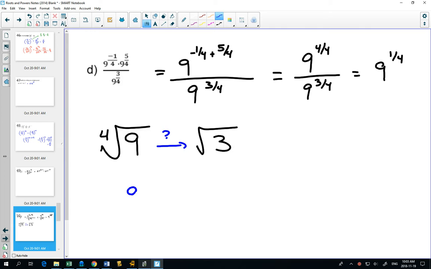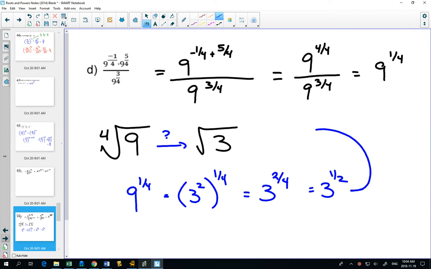Well, if I have 9 to the 1/4, 9 is the same as 3 squared. And then if I would have a power to a power, I would multiply. How do you multiply fractions? You multiply your numerators, you multiply your denominators, and you get 3 to the 2 over 4, which simplifies to 3 to the half, which is the square root of 3. So we have more than one way that we can represent things. So the answer could be left as 9 to the 1/4. It could be written as the 4th root of 9, and it could be written as the square root of 3, or 3 to the 1/2. Those are all the same.